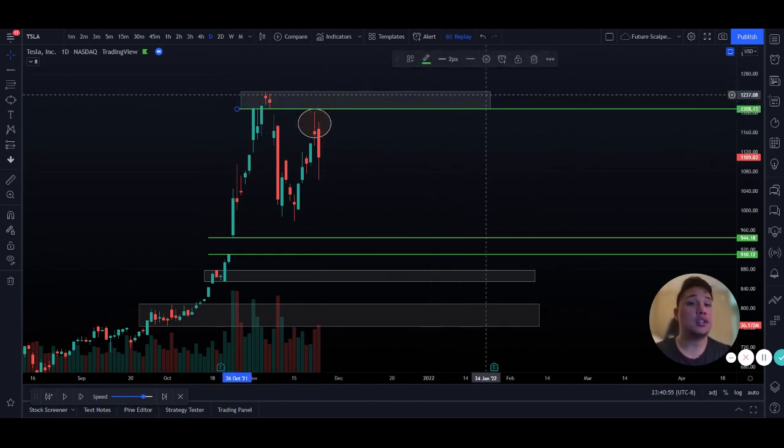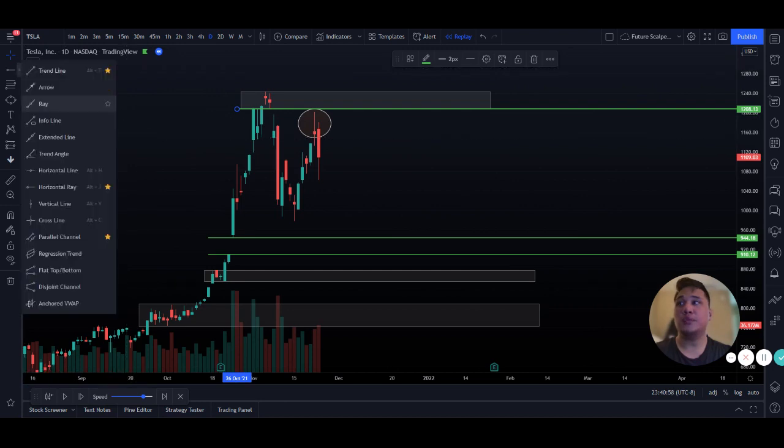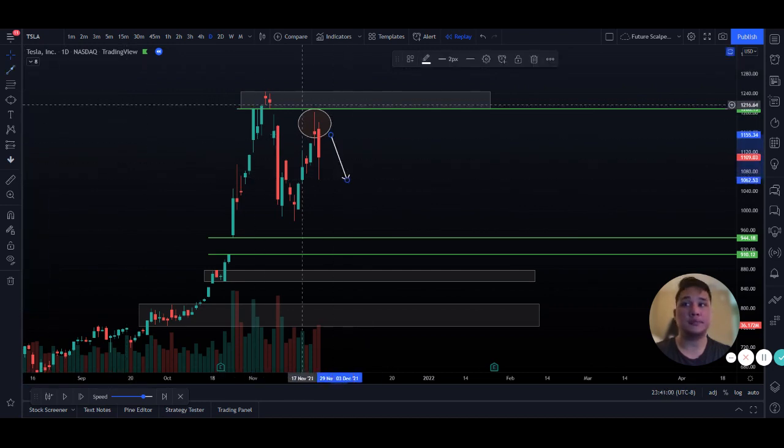These never got hit, so we're going to leave them. And so let's pretend like we got into a short and see what happened. So we saw this movement go down. Let's see what happens next.